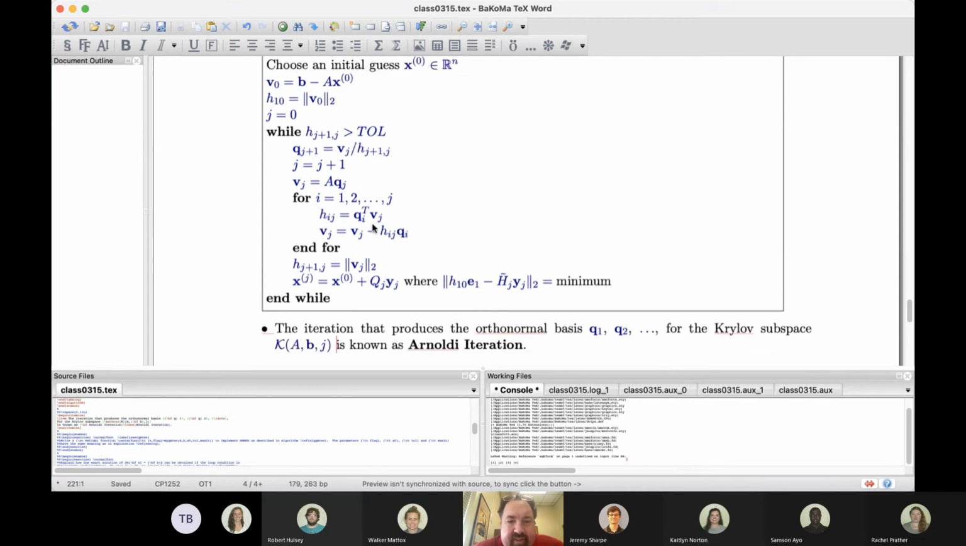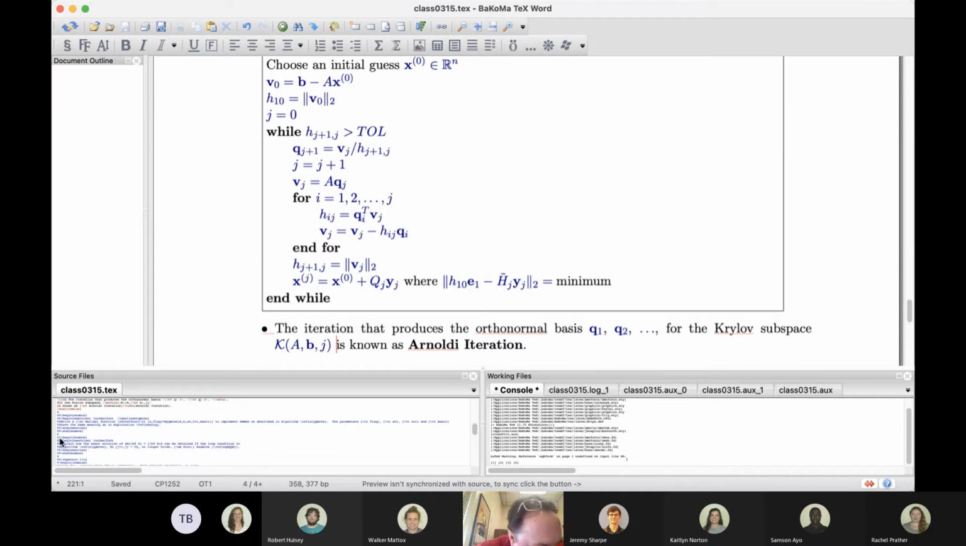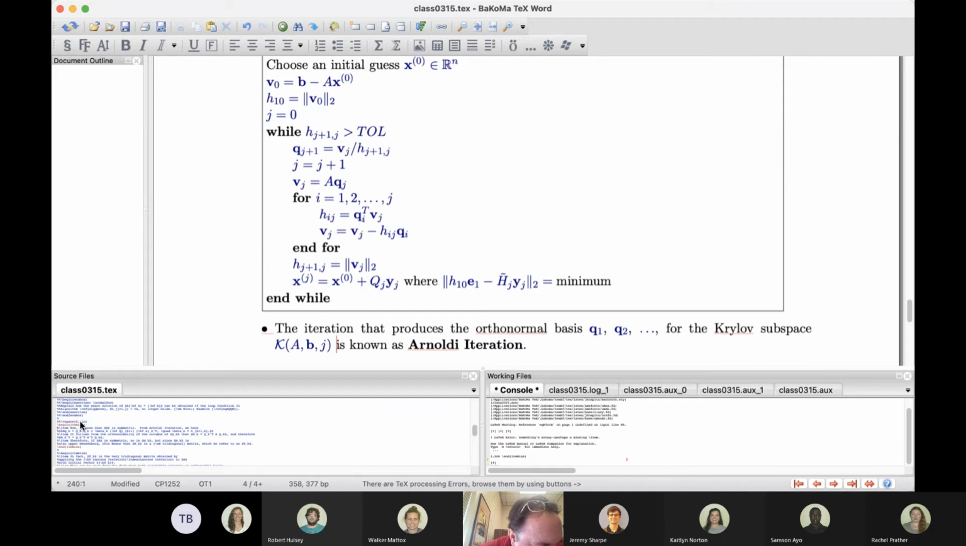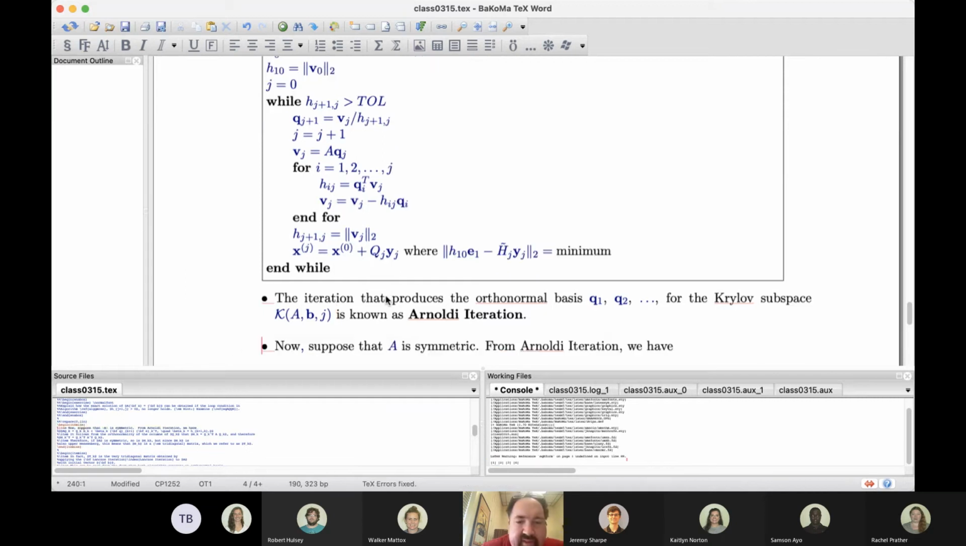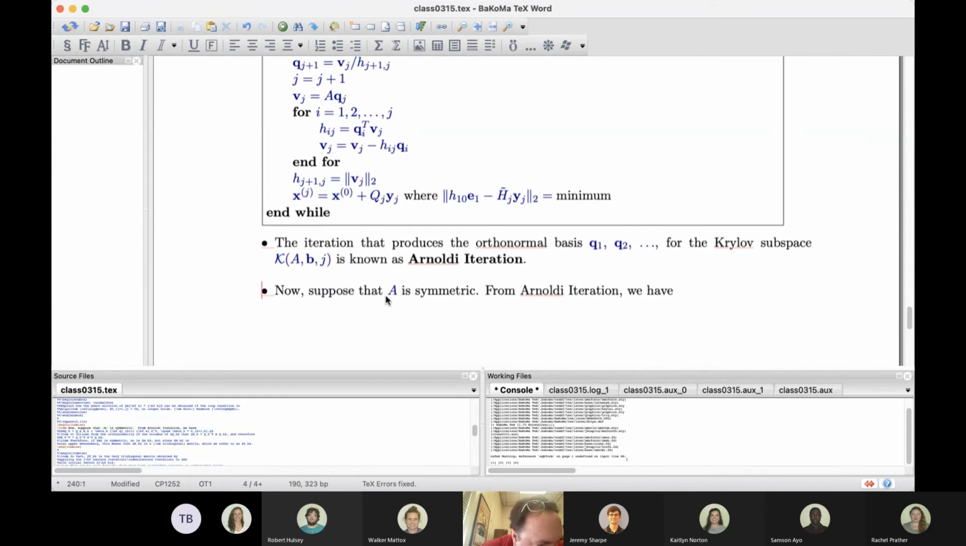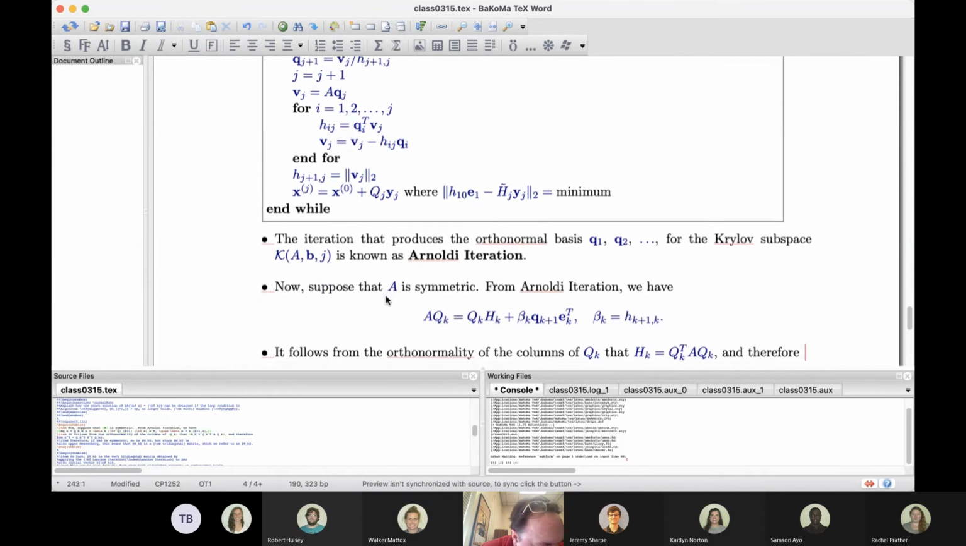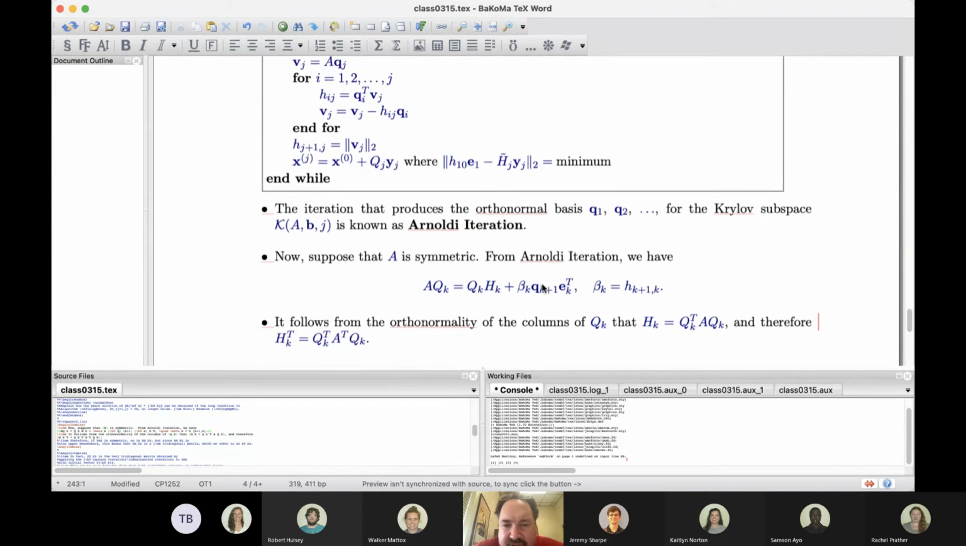Now, this iteration is called Arnoldi iteration, which produces this orthonormal basis for a Krylov subspace. But now I want to tie this back to Lanczos iteration that we saw before. What if A is symmetric? So I have this relationship from before.